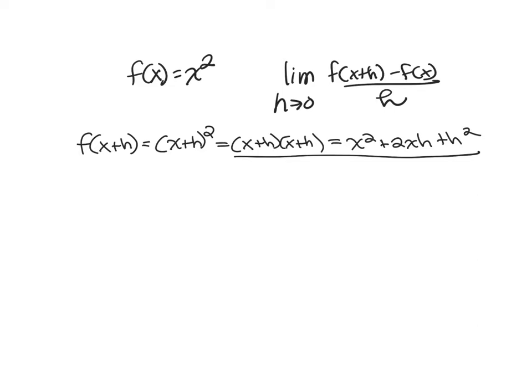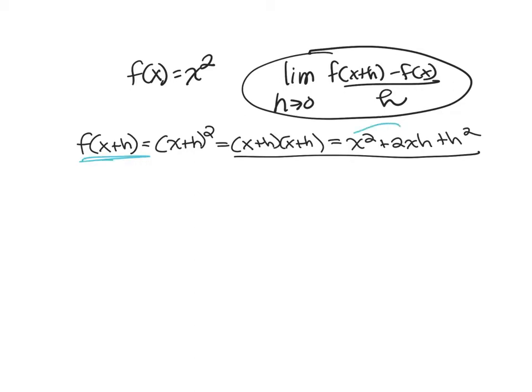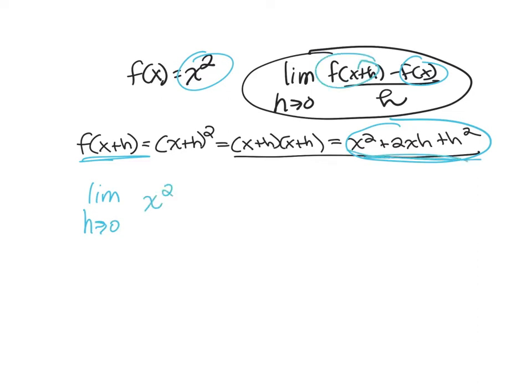So now let's substitute into the limit definition of the derivative the f of x plus h, which is these three terms, and f of x, which is just this term. So here we go. The limit as h approaches 0 of f of x plus h, which are these three terms, so we get x squared plus 2xh plus h squared, minus all of f of x, which is just one term, so you don't have to worry about distributing the minus sign, all over h.